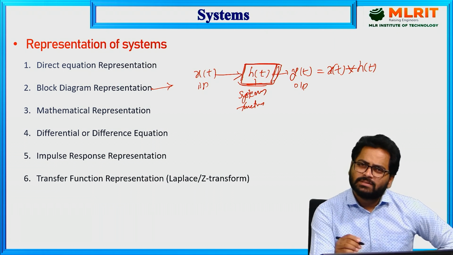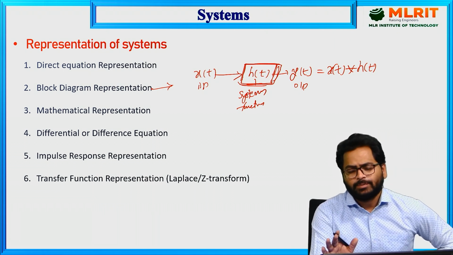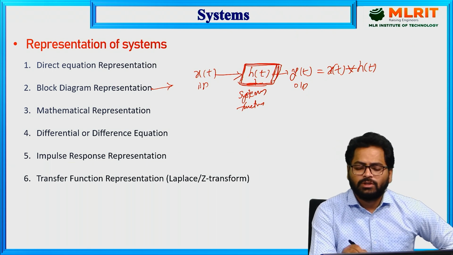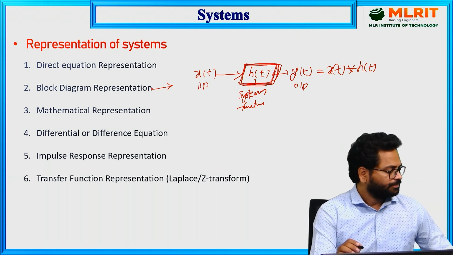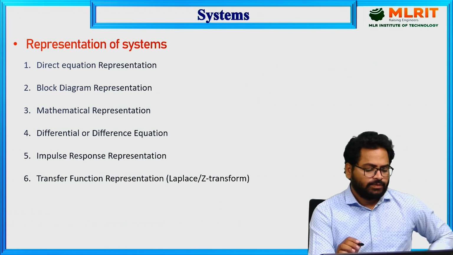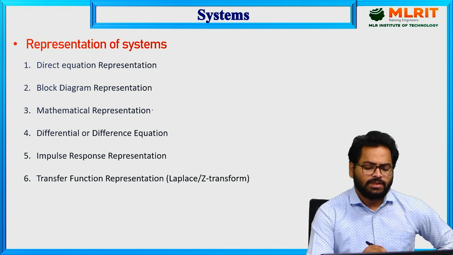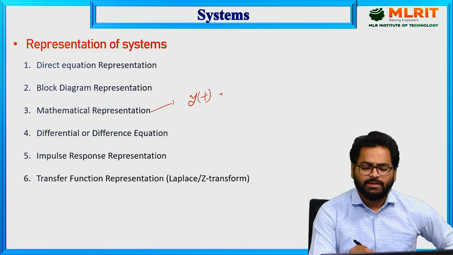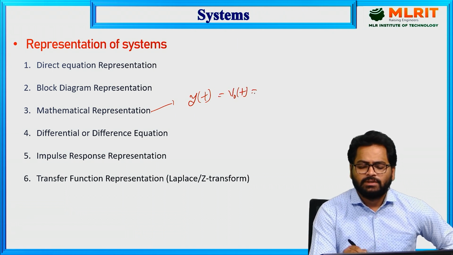The entire system will be converted into some mathematical equation. That mathematical equation will be placed in the block, and that is called block diagram representation. The next one is the mathematical representation. The same signal, if you want to write Y of t, or somewhere else V naught of t, you can call it the same equation.